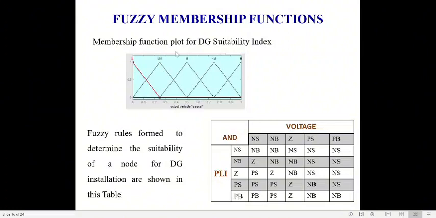Fuzzy membership function plot for DG suitability index. This is the output variable, and this is the table of fuzzy rules. Fuzzy rules are formed to determine the suitability of a node for DG installation as shown in this table. Based on this table, the suitability of a node for DG installation is determined, where NS means negative small, NB means negative big, Z means 0, PS means positive small, PB means positive big.